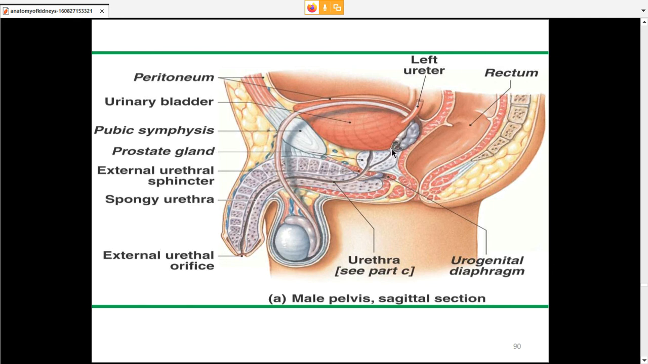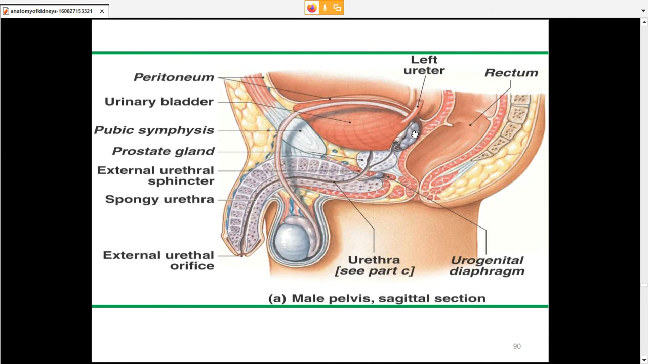These two join with each other and form the ejaculatory ducts. This enlargement of the ductus deferens called the ampulla and the seminal vesicles join with each other and form the ejaculatory ducts. The duct pierces the prostate gland and opens into the prostatic urethra that we have seen.